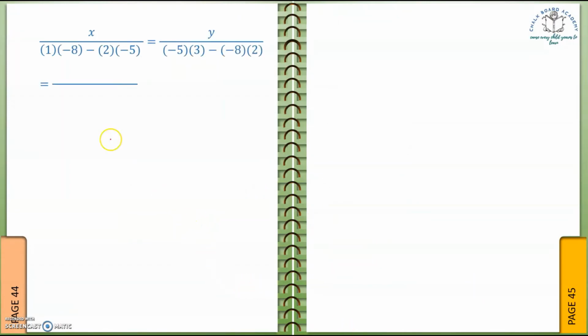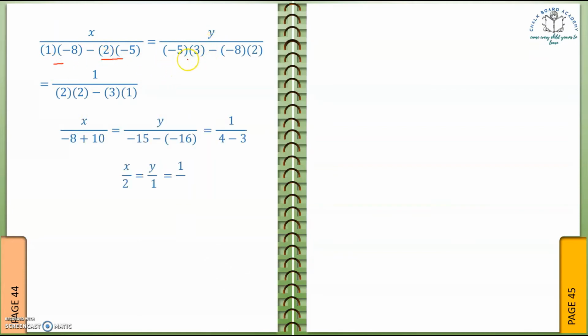So x by 1 multiplied by -8 minus 2 multiplied by -10 is equal to y by -5 multiplied by 3 minus -8 multiplied by 2, and that is equal to 1 by 2 multiplied by 2 minus 3 multiplied by 1. Now we are solving these multiplications further. So we got x by -8 plus 10, that is equal to x by 2.